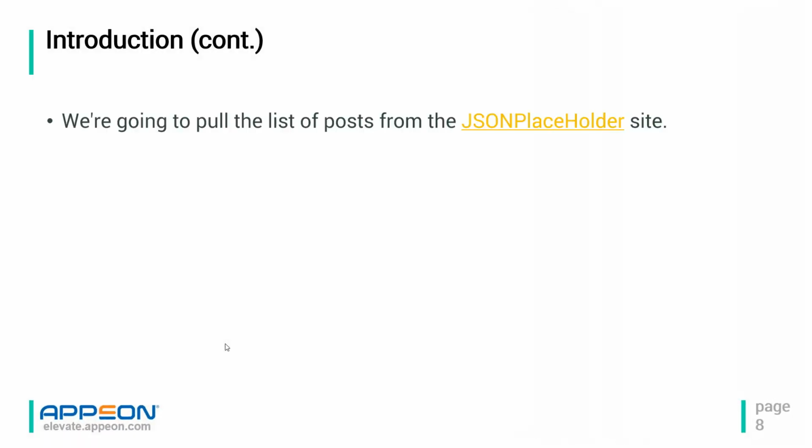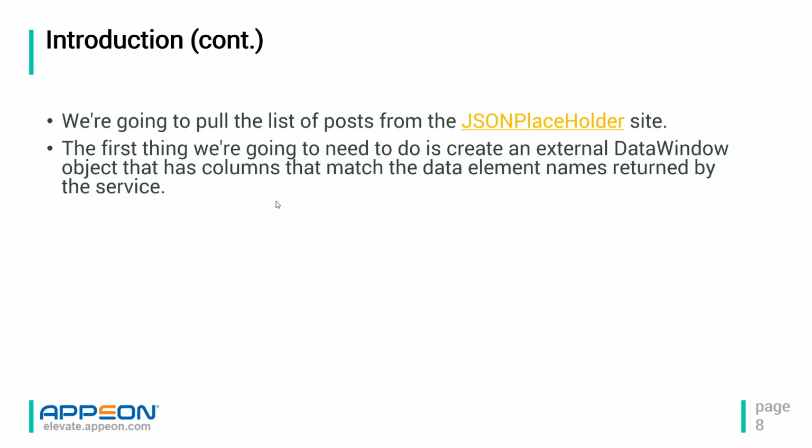Okay, so what we're going to do for this sample is pull a list of posts from the JSON placeholder site. For the REST client, that's all I'm going to do is pull data. When we get into the HTTP client and some of the other objects, we're going to simulate inserts, updates, and deletes as well. Now, in order to do this, I'm going to create an external source data window. And that is going to have columns whose names match the names of the data elements that are coming from the web service. And that just makes the mapping of the data very convenient.